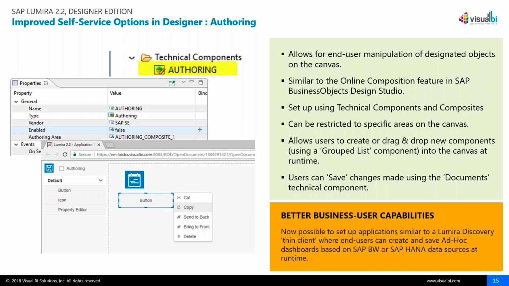Now, this new feature, authoring, gives a lot of flexibility for end users and application designers. It gives you the ability to almost build a thin client similar to Lumira Discovery using just Lumira Designer. This actually resembles an online composition feature that Design Studio 1.6 used to offer, but it actually has more flexibility than that. I'll be showing you all a demo of this feature shortly, so you'll be able to see it in action.